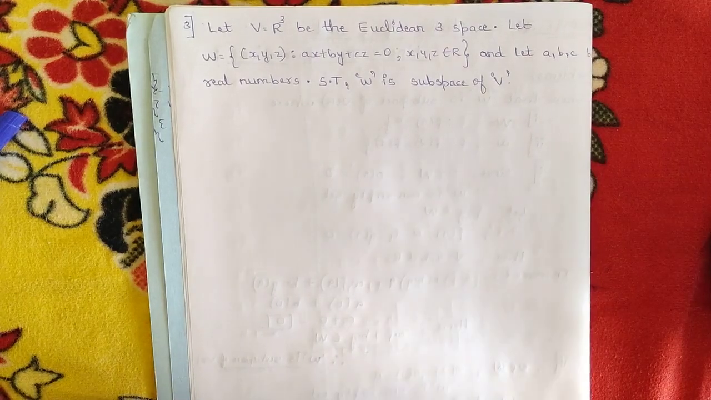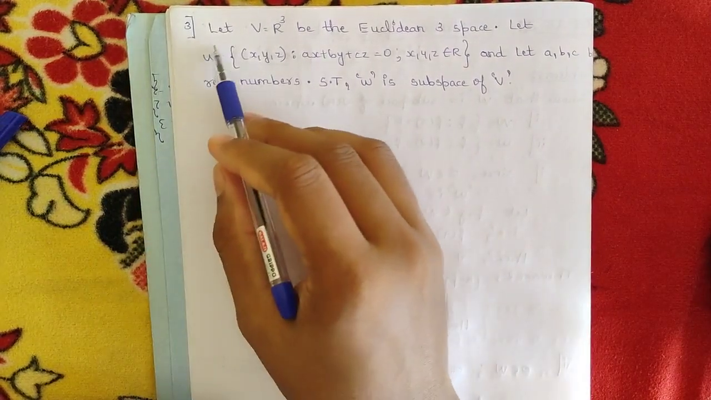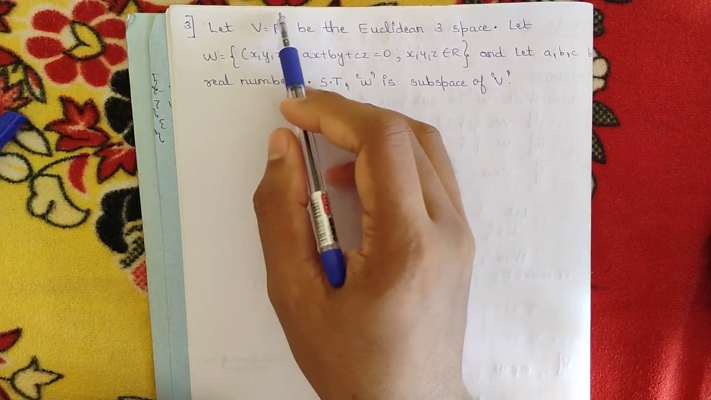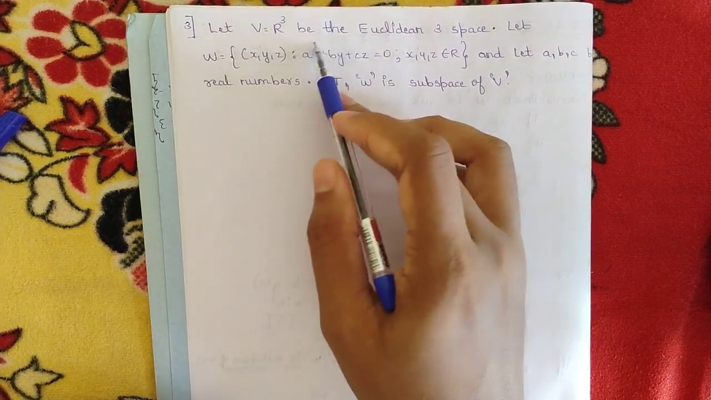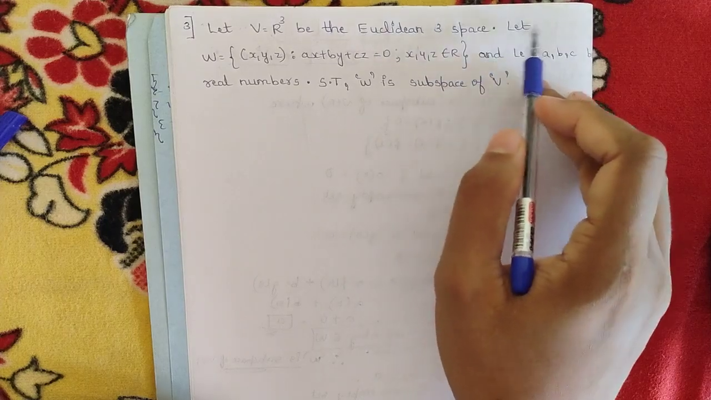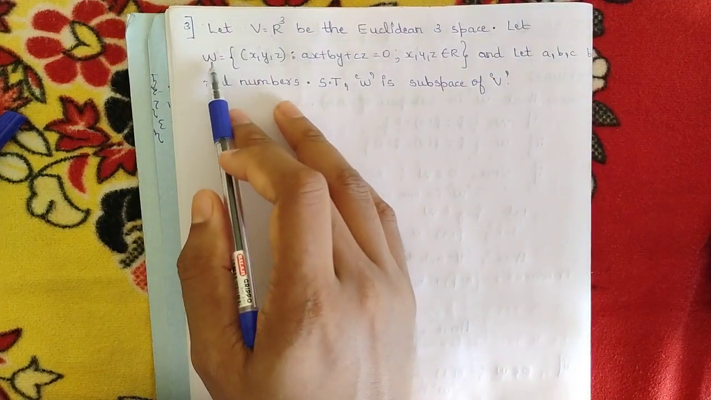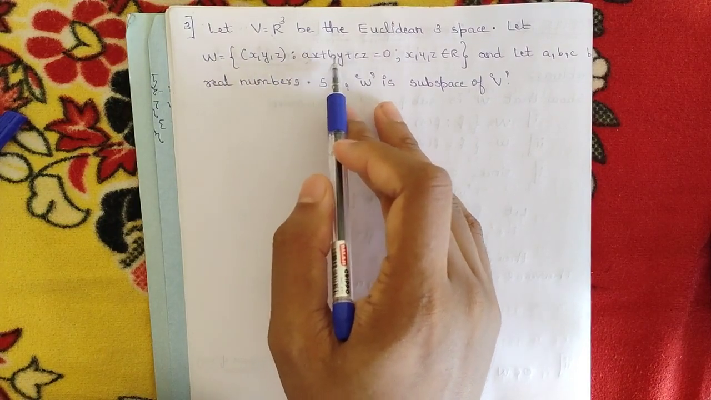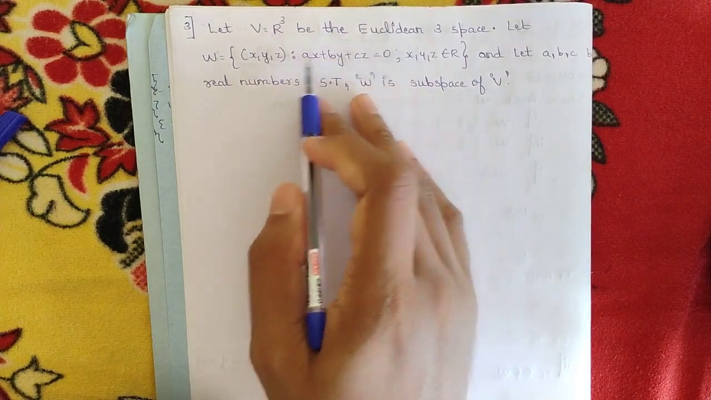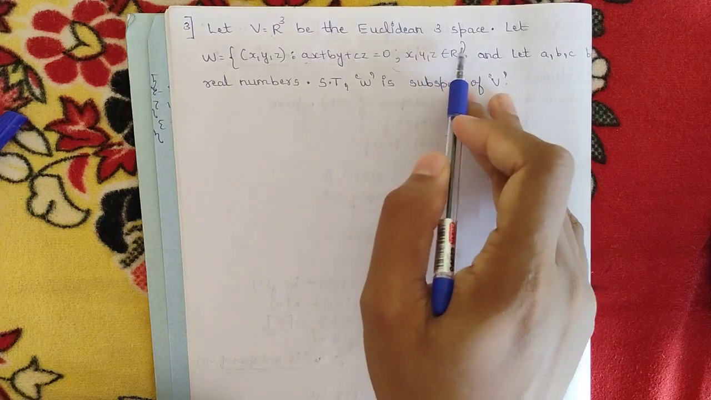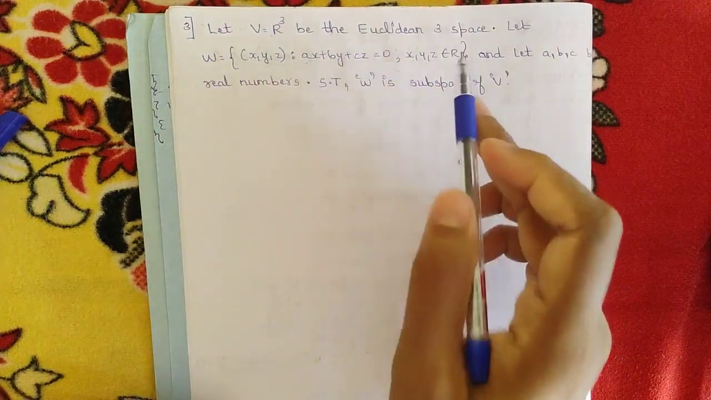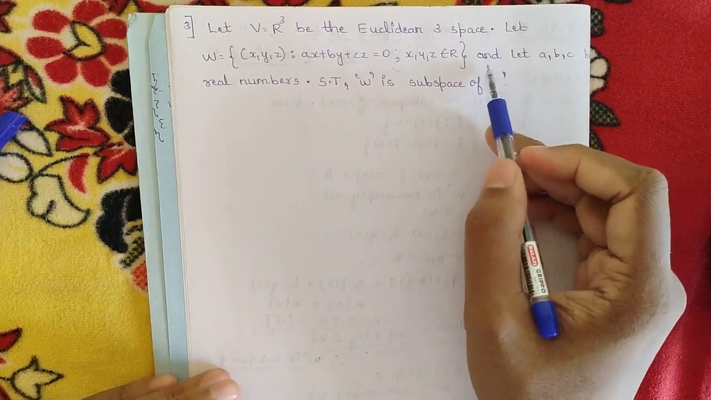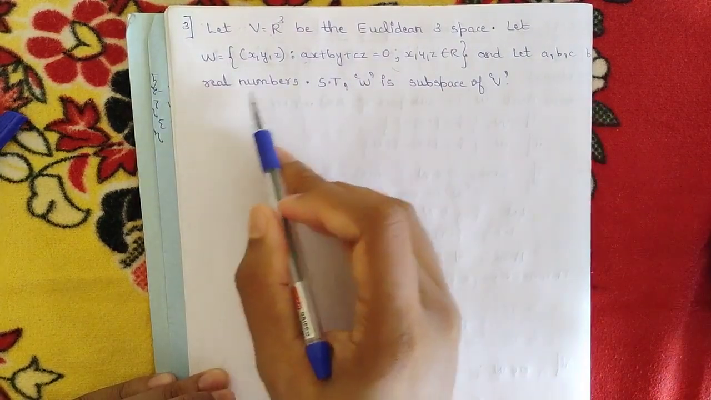So this is the next problem. Here they have given let V, that is the vector space, be equal to R cube, okay, the Euclidean 3 space, and let W be the set where the values of x, y, z satisfy ax plus by plus cz equal to 0, where all these x, y, z belong to the set of real numbers. Okay, so this is the condition given for W. Okay, and let a comma b comma c be real numbers.